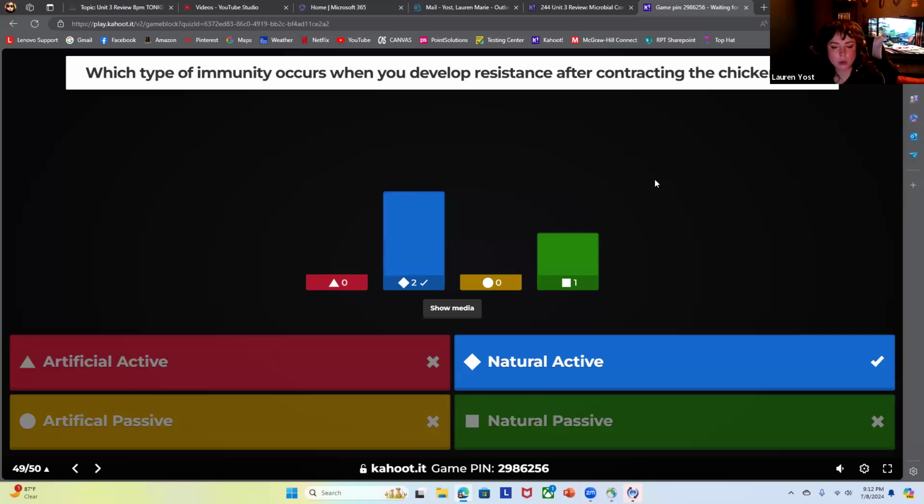So when you actually have an infection and you develop the immunity naturally from the infection, that is natural active immunity. Artificial active would be from introducing it artificially, but you still make your own antibodies. An example would be vaccination. Artificial passive would be getting immune globulin infusions introduced into your body. So you're not making your own antibodies. Antibodies are being given to you, and it's artificial. You're getting it in a medical setting. It's not being given to you by a natural means.